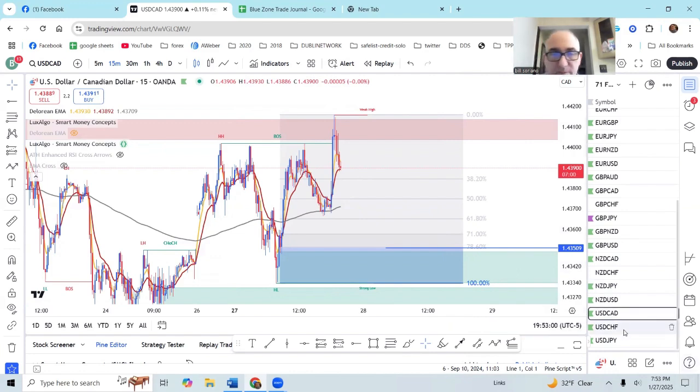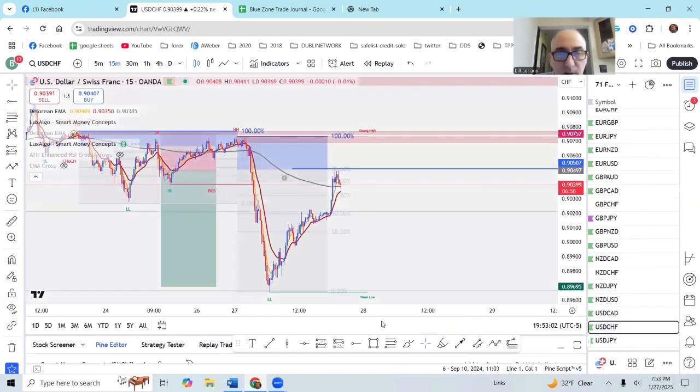USD CHF. You can see here USD CHF has come up. We do have price hitting the blue zone here.